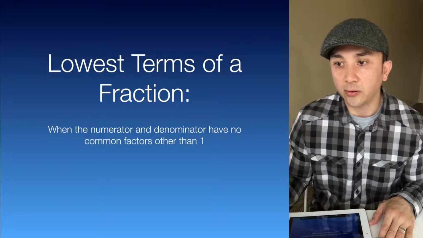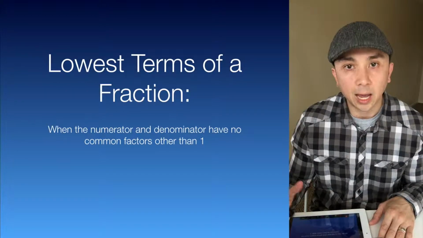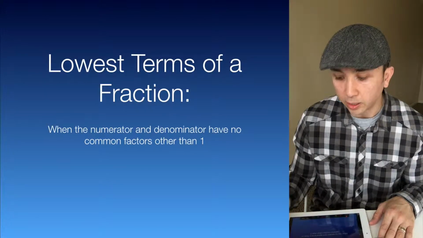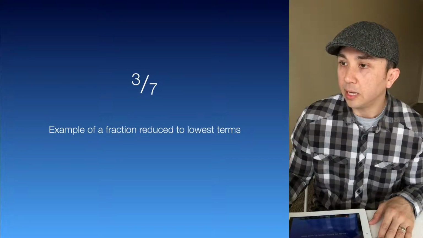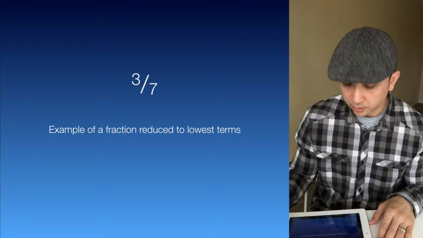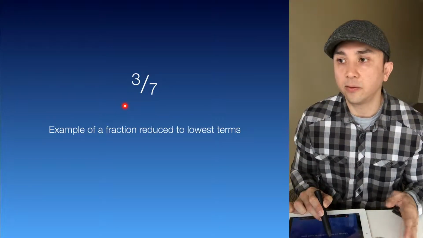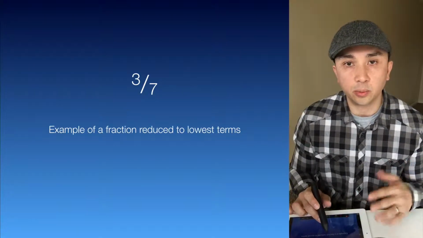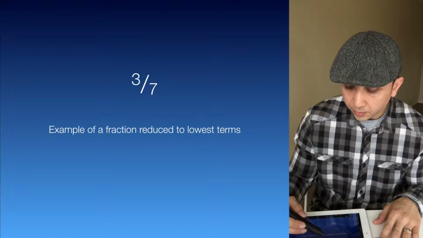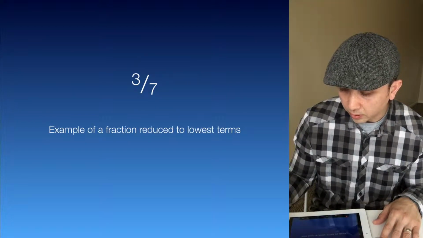The lowest terms of a fraction is when the numerator and denominator have no common factors other than 1. So here's an example of a fraction reduced to lowest terms. Well, 3 and 7 have nothing in common. They have no multiple in common because 3 cannot go into 7 and 7 cannot go into 3.